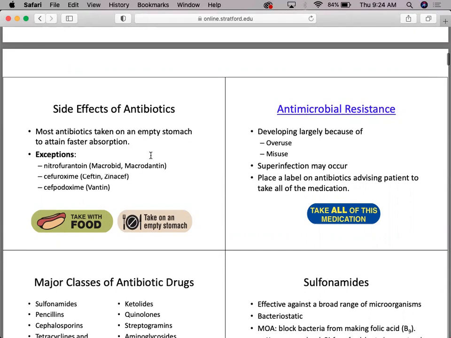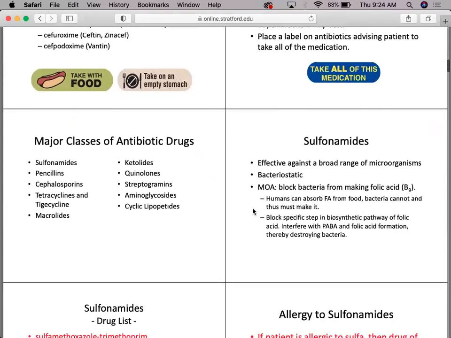The side effects are, one, we always talk about how it's going to mess with your gastrointestinal system. And two, we always talked about superinfection. If you misuse your pills or your antibiotics, what are you going to get? You're going to get an infection that's a lot stronger than the original one, because the bacteria that lives after your first round of antibiotics are stronger and already used to the medication.